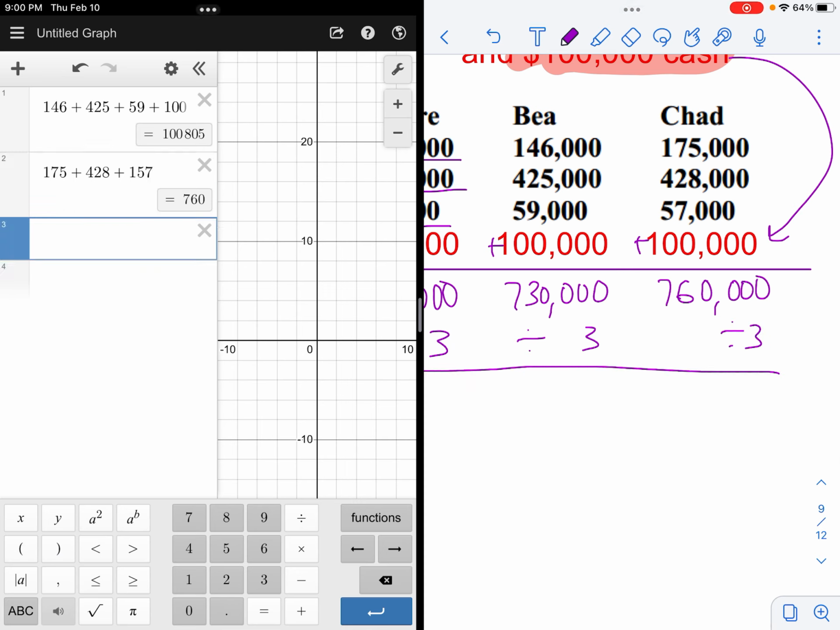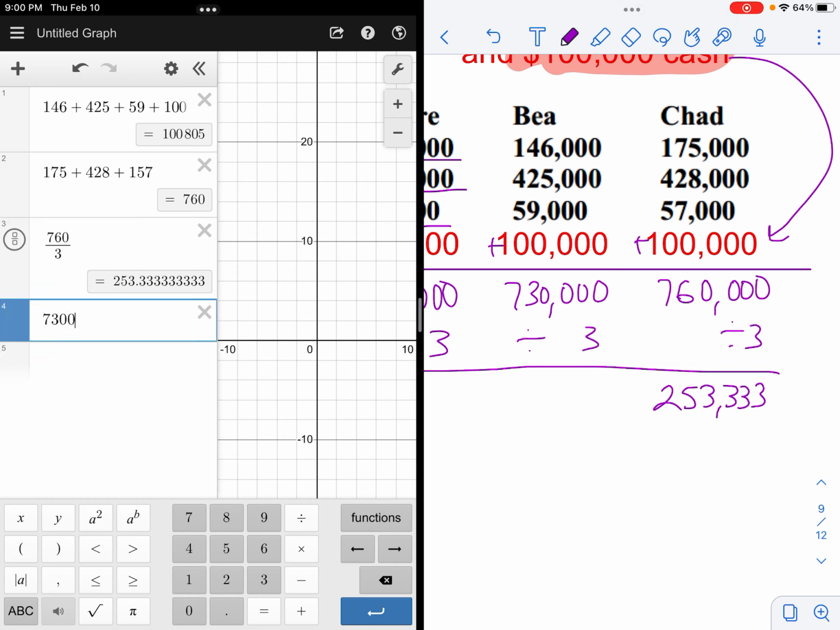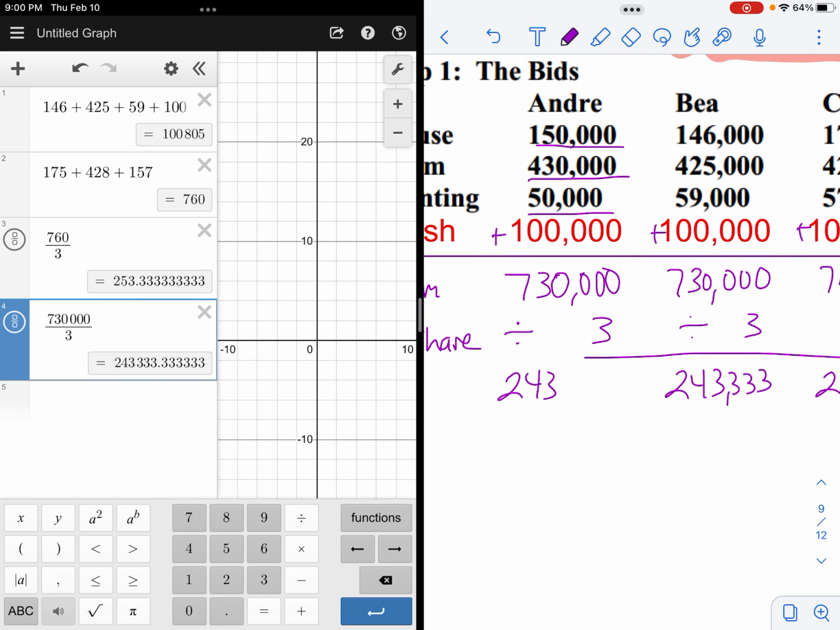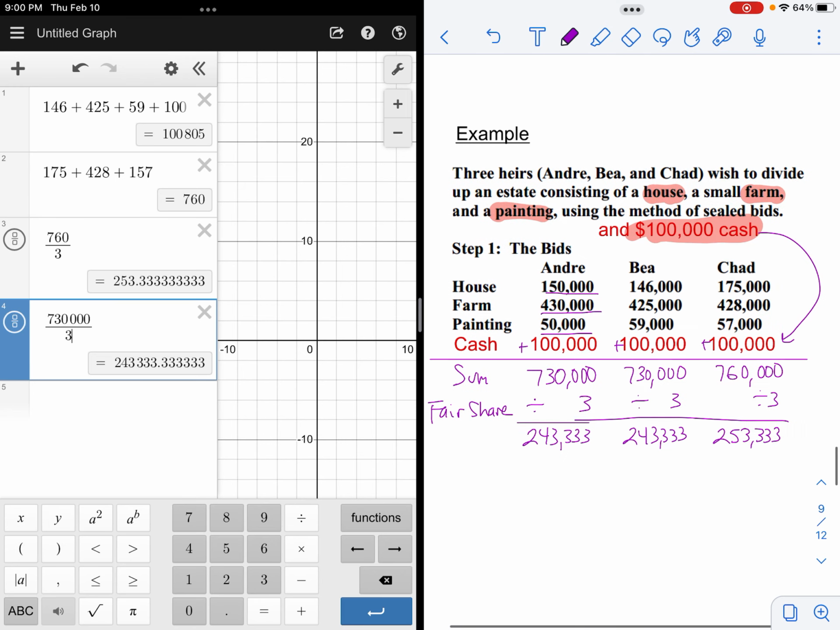Right, so 760 divided by 3 is 253,333. If there's cents, you could just ignore the cents. 730,000 divided by 3 is 243,333, and then this one is the same. So that's going to be 243,333 also. Okay? So that's basically the first couple steps. You add up everyone's column, and then divide by 3 if there's 3 people, or divide by 4 if there's 4 people. All right? And now everyone has a fair share.